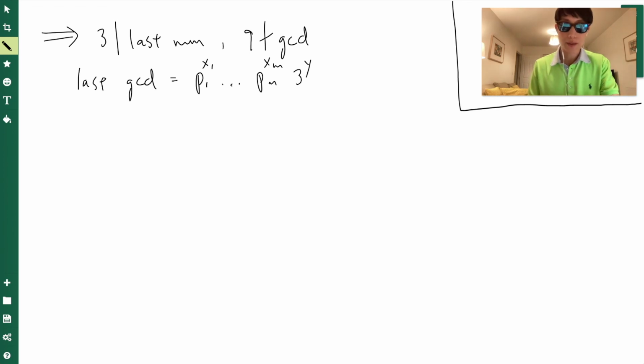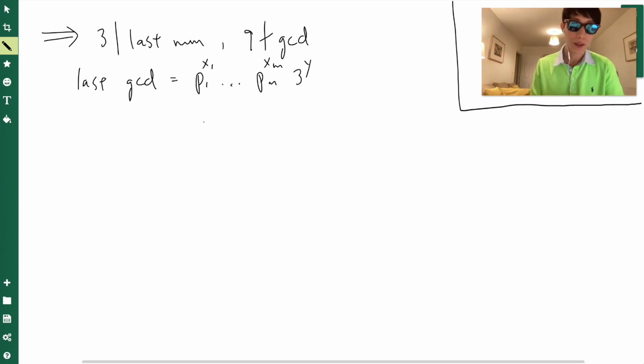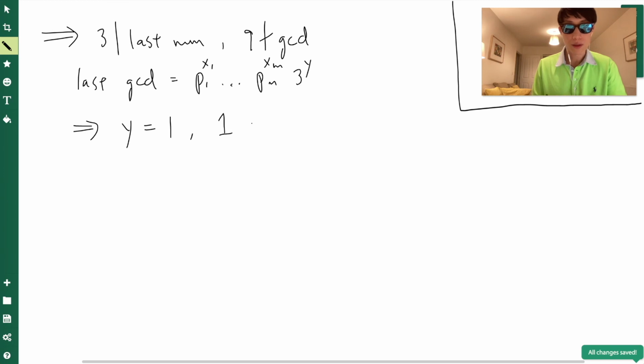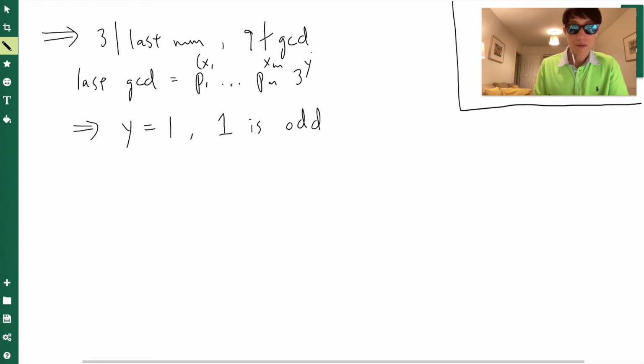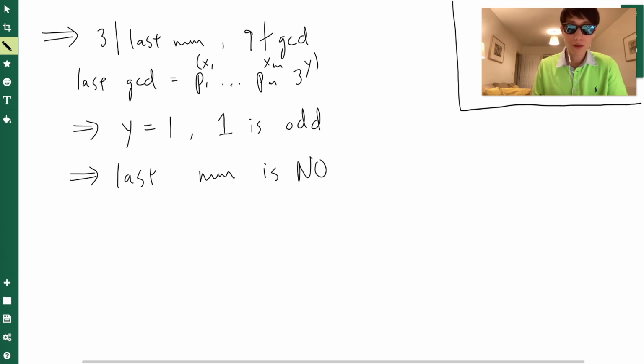But since we know 9 does not divide the GCD, the power of 3 at the end has to be equal to 1. And of course, 1 is odd. But for a number to be a square, all the powers have to be even. So we've now shown that the last number is not a square, which was our goal all along. And then we can add a square, and we're done with the problem.